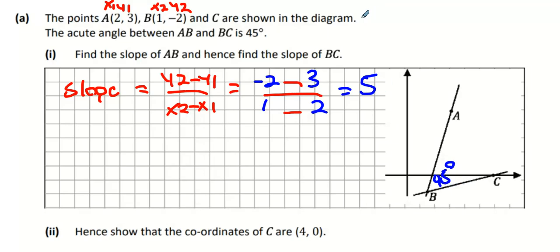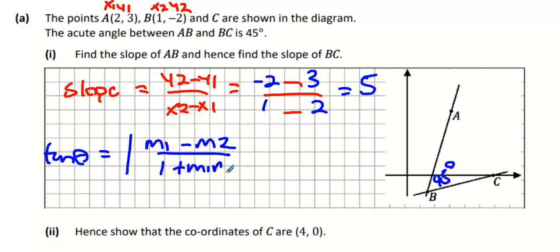What formula do you want to use? So there's a formula in your log tables for when two lines intersect each other. It's called tan theta. Is it plus or minus or absolute value in the log tables? Plus or minus and absolute value mean the same thing, okay? So it means a plus or a minus answer.